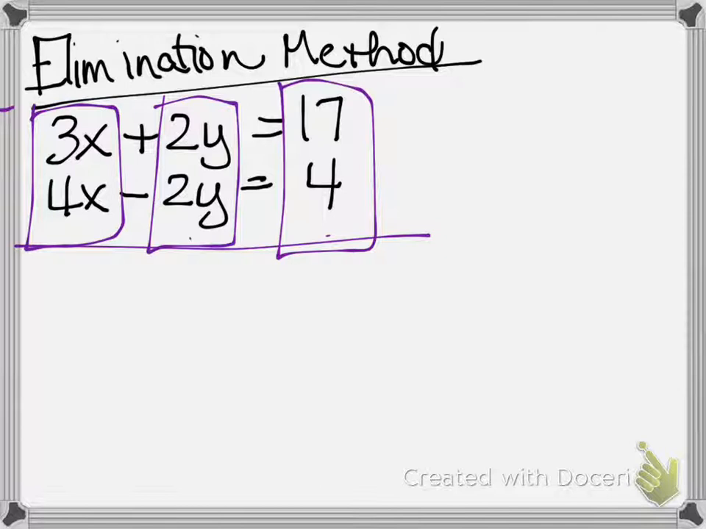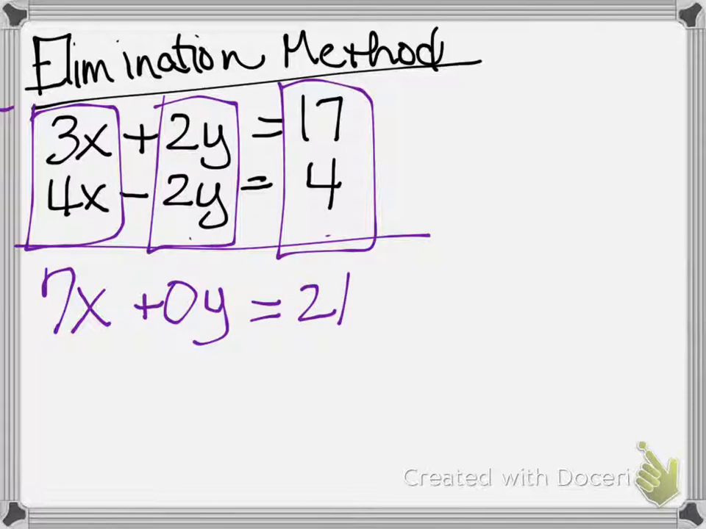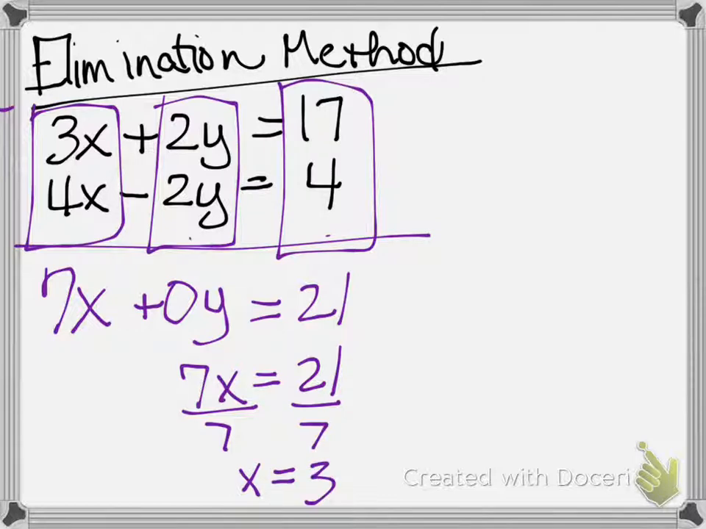So if we added our columns just the way they appear here, we'd have 7x. We'd have 0 y's because it's like a positive 2y and a negative 2y, so 0 y's, and that would equal 21. So we find that 7x equals 21. Well, if 7x equals 21, we could divide both sides by 7, and x would equal 3.